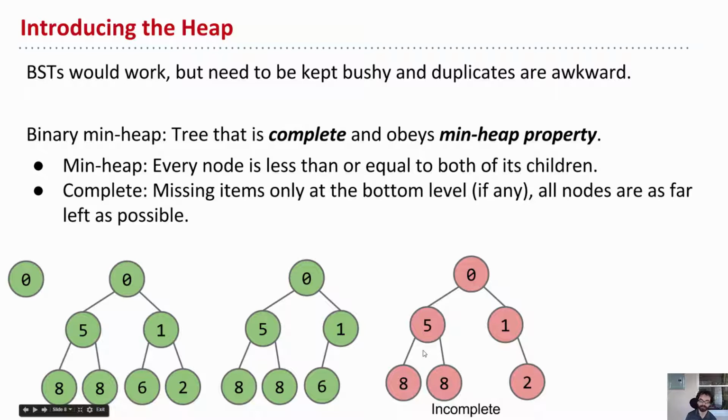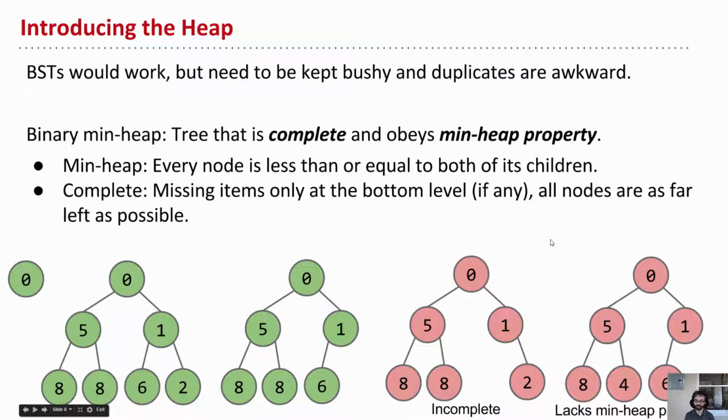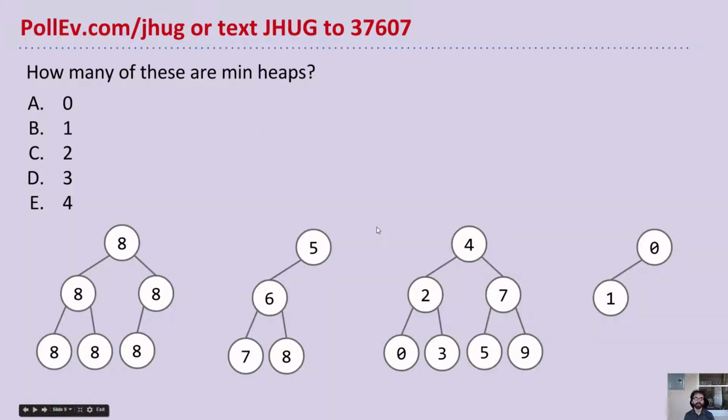Here's one that is incomplete. This tree has only items missing at the bottom level, that's good, but they're not as far left as possible. And then finally we have this one here, which is lacking the min heap property. So what's wrong? Look carefully. 5, 4, right? So this should not be; 5 can't be 4's boss. That violates the min heap property. So let's see if those make sense.